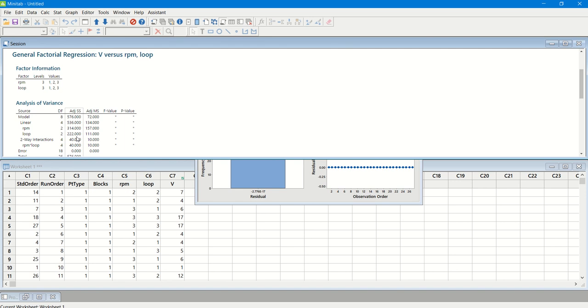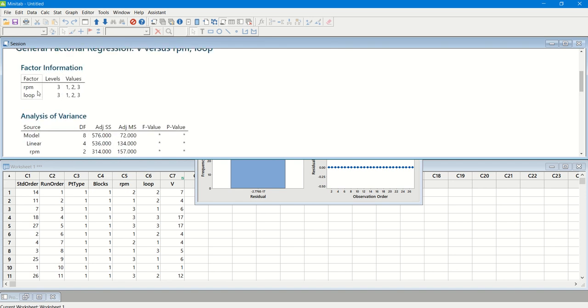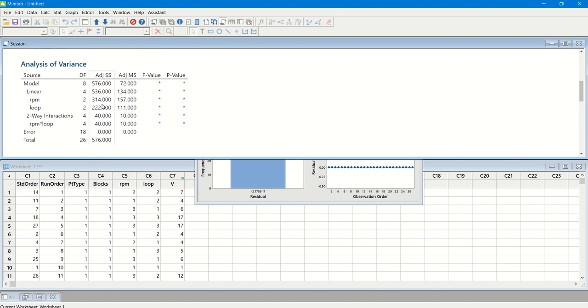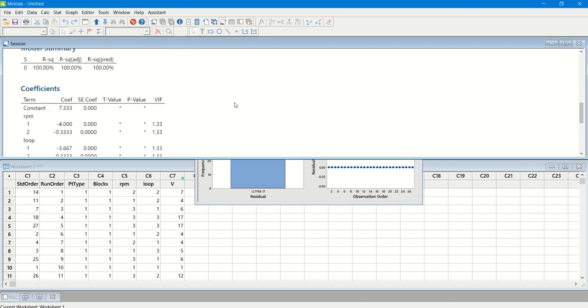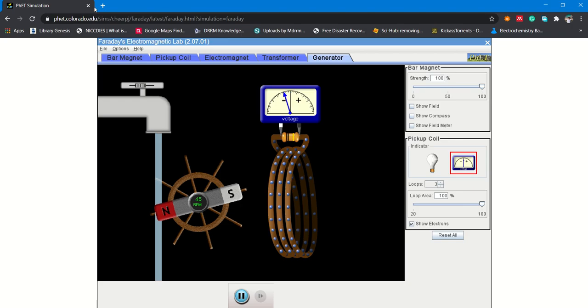All right. So interpret natin. So we have RPM, we have three levels for RPM, and we have three levels for loop. And all of them have 1, 2, and 3 values, which means it's low, medium, and high. Right? So this is the analysis of variance or ANOVA. So sa analysis of variance, isa lang ang kailangan natin tingnan, no? Yung p-value, f-value. Pero dito, asterisk siya. Naka p-value asterisk, why? You have to ask this one.